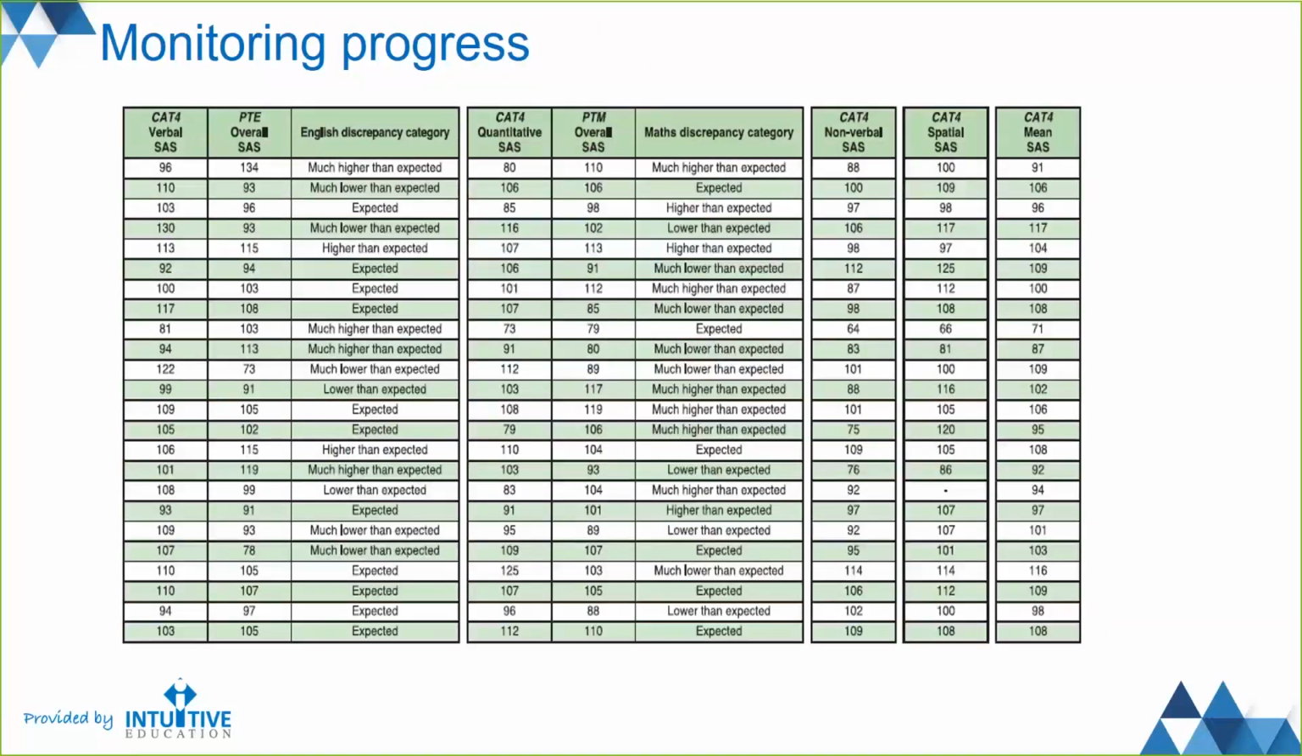Now, another way of monitoring progress in the core subjects, which are English, math, and science, is comparing CAT4 and progress test scores. The combination of CAT4 and progress test reports also identifies students whose progress is not on track.